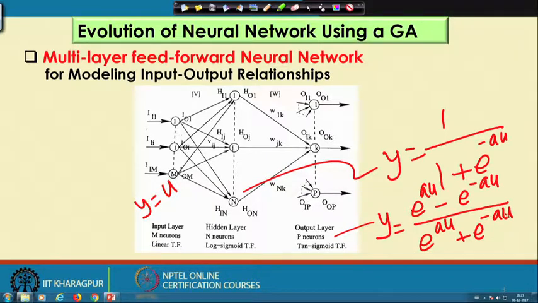So, this is the way we can select the transfer function, and once you have selected the transfer function and generated these connecting weights v and w, let us see how, if I pass one set of inputs, we get the output. First, we will have to find out how to get the output for a set of inputs, and those things we are going to put inside the genetic algorithm, so that the genetic algorithm can evolve one network through a large number of iterations.